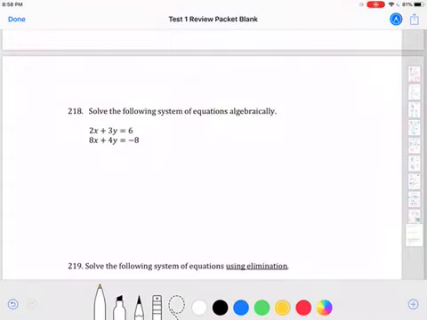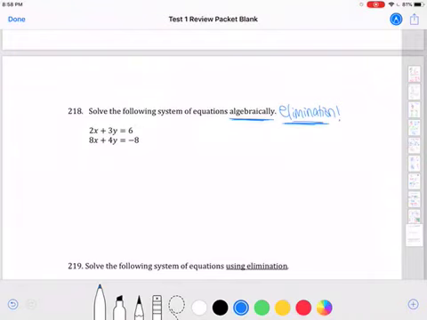All right, let's move on to the last page. All right, so 218, solve the following system of equations. So we're back to equal signs again, and we're doing it algebraically. Okay, so for algebraically, I told you guys during class, you're going to focus on elimination.